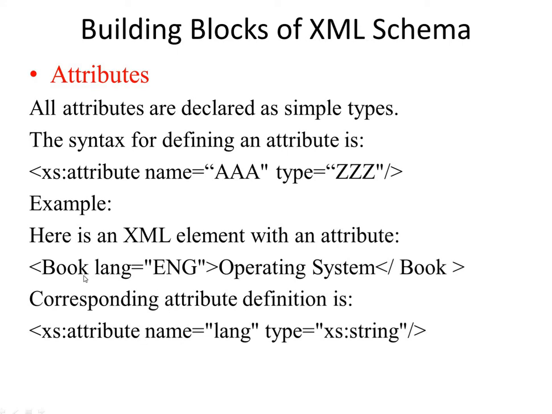xs:attribute. The name of the attribute is lang, and the type of this attribute is string. So only string values are applicable for this lang attribute. For example, in this example, we have taken eng, which is a string. If you want an integer value, then you have to write the type here as xs:integer.